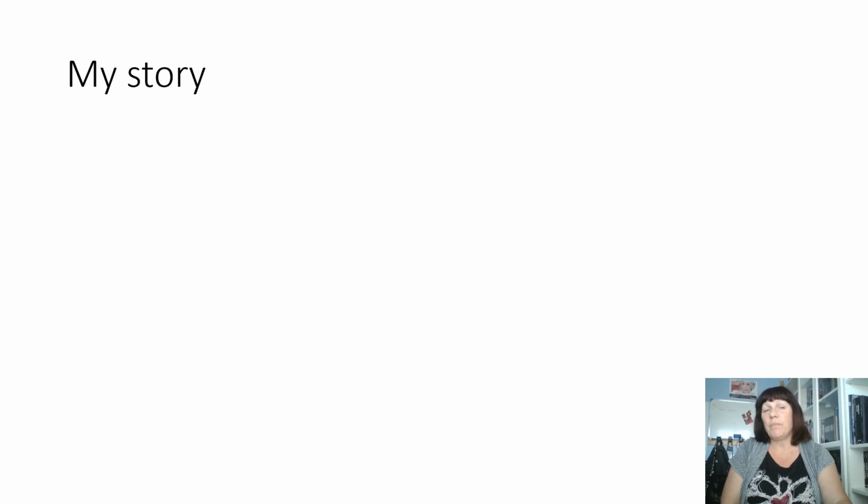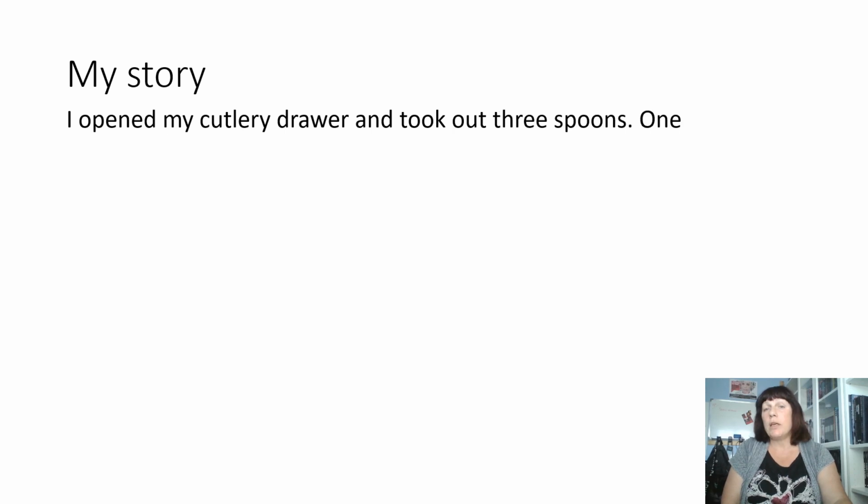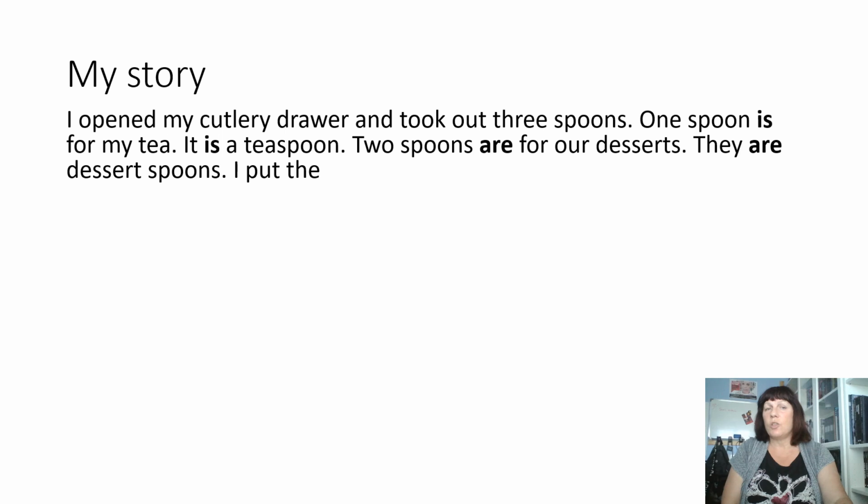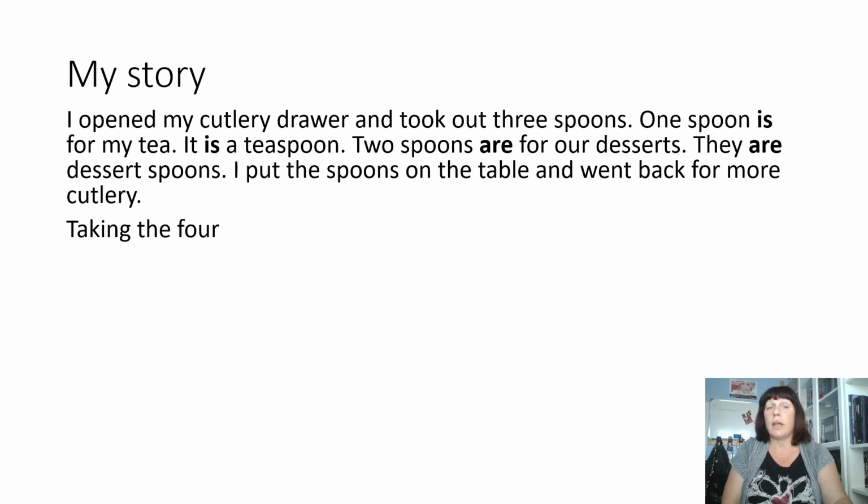So we're going to have a look at my story using is and are. Are you ready? I opened my cutlery drawer and took out 3 spoons. 1 spoon is for my tea. It is a teaspoon. 2 spoons are for our desserts. They are dessert spoons.